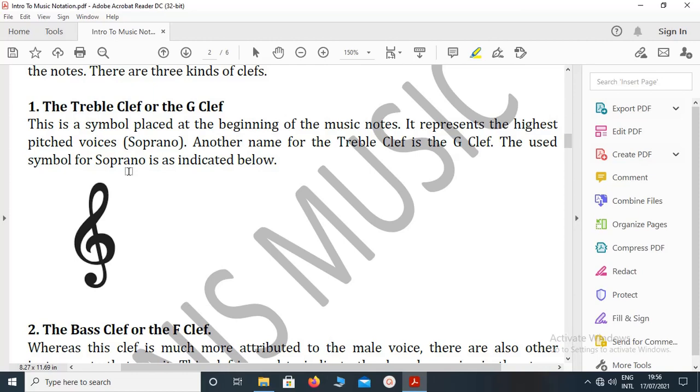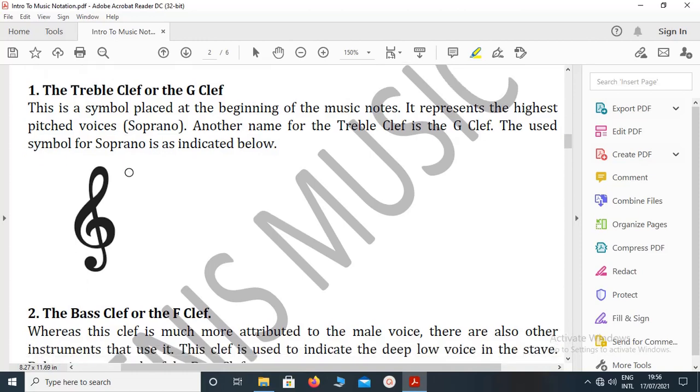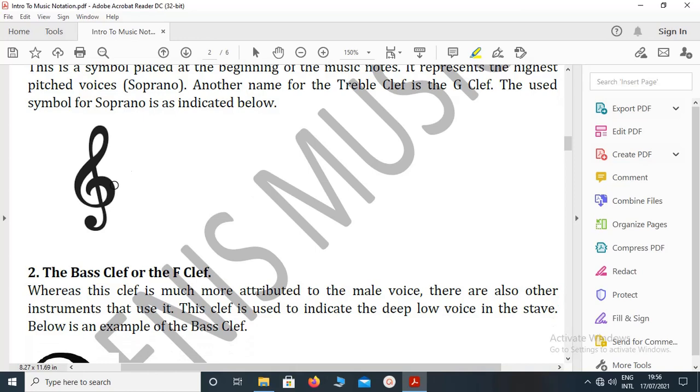It represents the highest pitched voice. Another name for the treble clef is the G clef. Why it is called a G clef is because, as we go down at a later time, you will realize that the note G is normally found around this area. The G clef is found around this area.